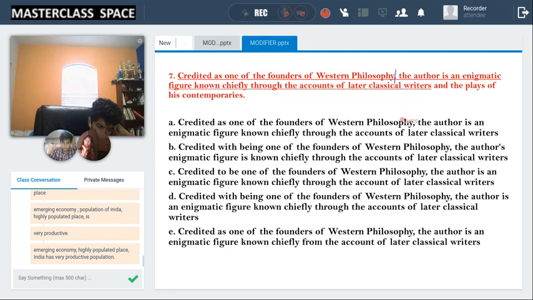So, look at B. What is the difference between A and B? In option A, it is modifying author, but in option B, it is modifying enigmatic figure. Why? Because it is after the apostrophe. So B is wrong, but A is correct.